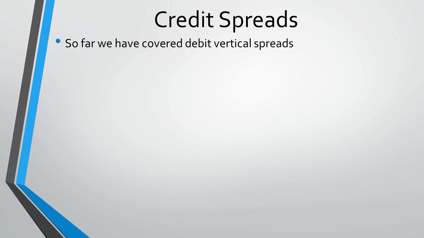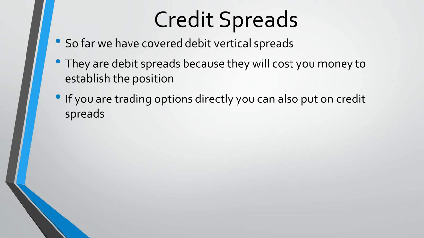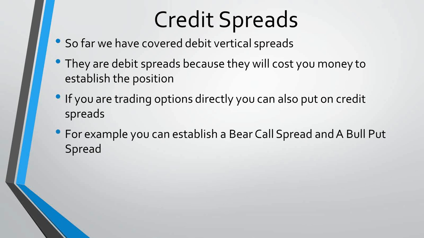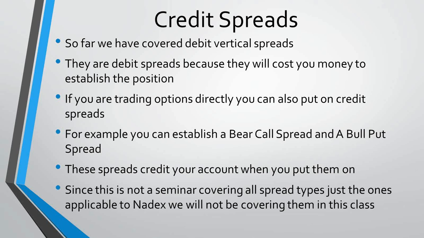Credit spreads. So far we have covered debit vertical spreads. They are debit spreads because they will cost you money to establish the position. If you are trading options directly, meaning options against futures or options against stocks, you can also put on credit spreads. For example, you can establish a bear call spread and a bull put spread. Those are both credit spreads, and they will credit your account when you put them on if you were to do it in the options market.